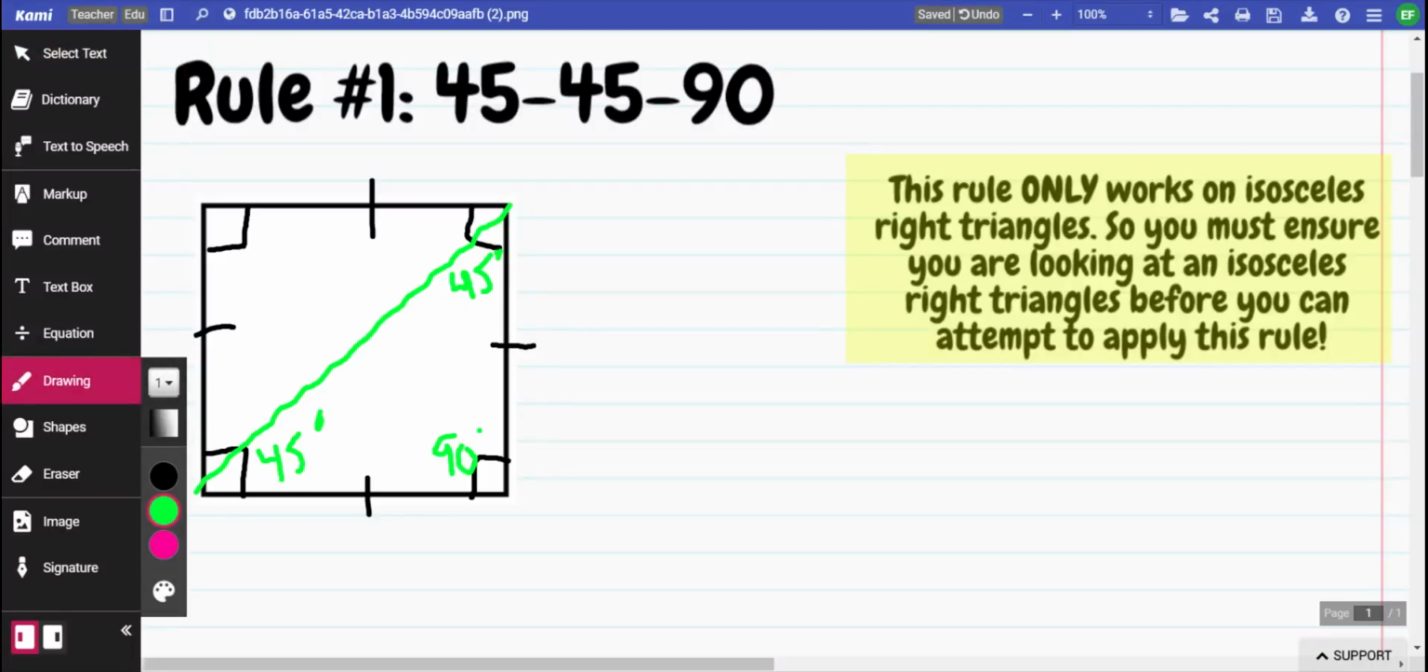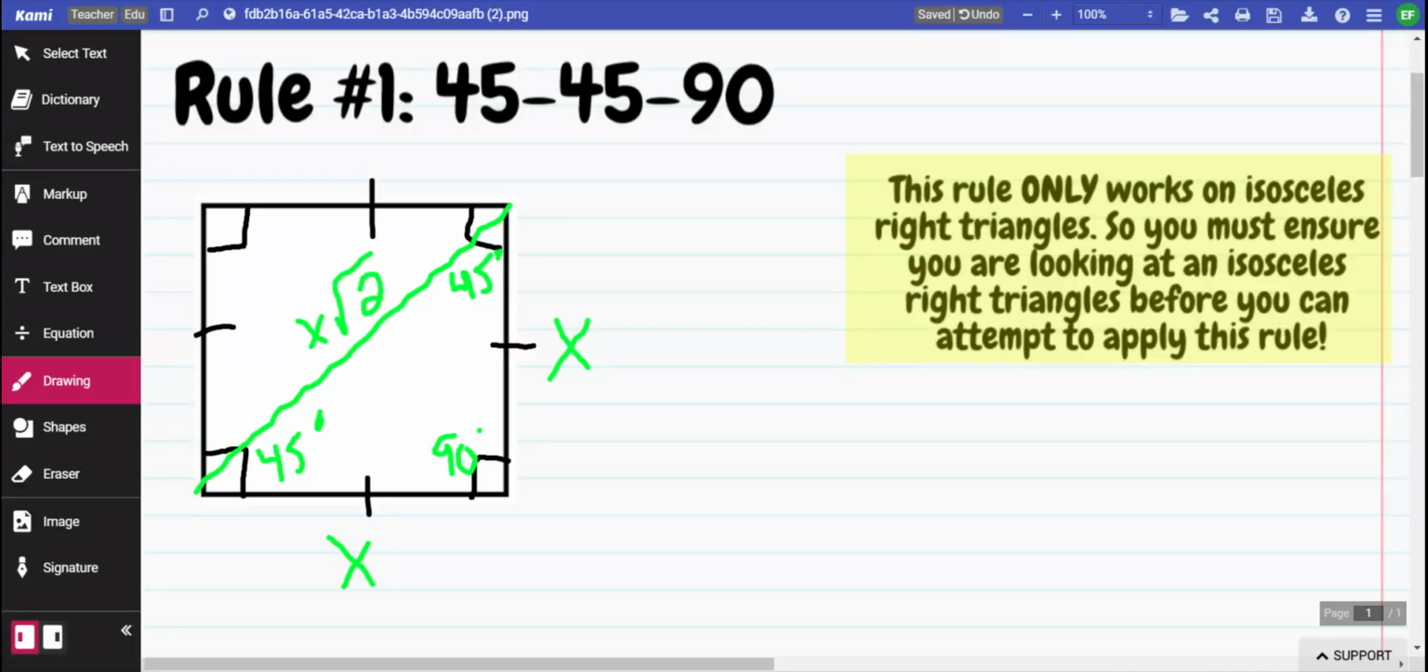So what's the rule? The rule tells us that the leg side lengths are going to be the same. We do the Pythagorean theorem a whole bunch of times with a whole bunch of different variations. We figure out that the hypotenuse is actually that exact length multiplied by the square root of 2.